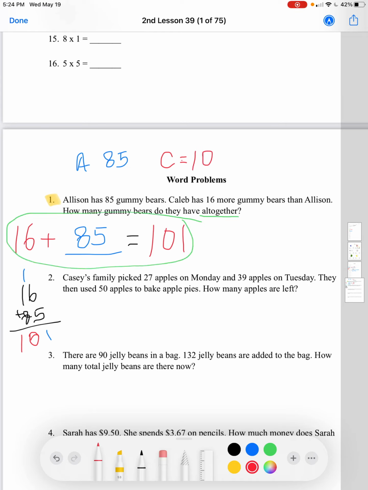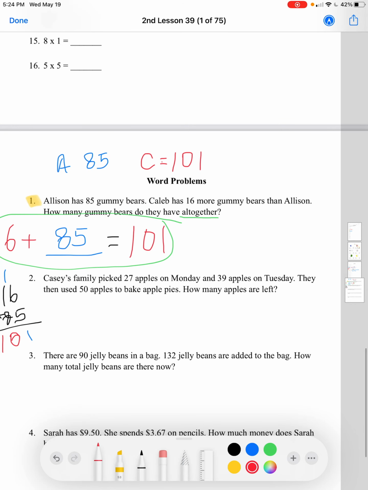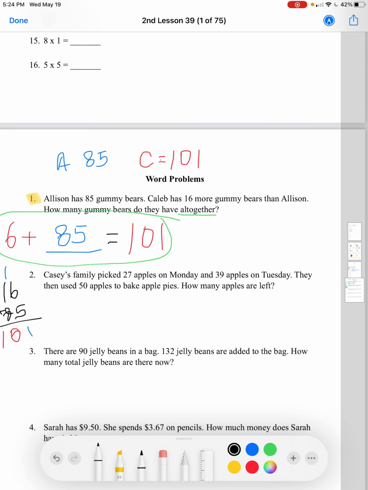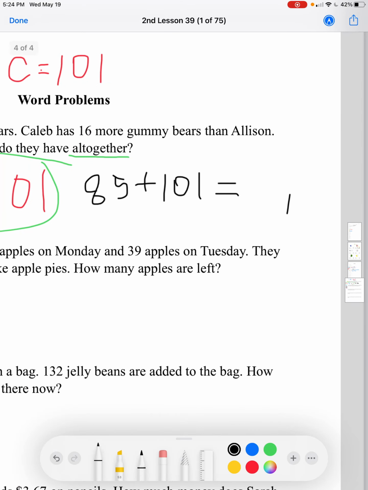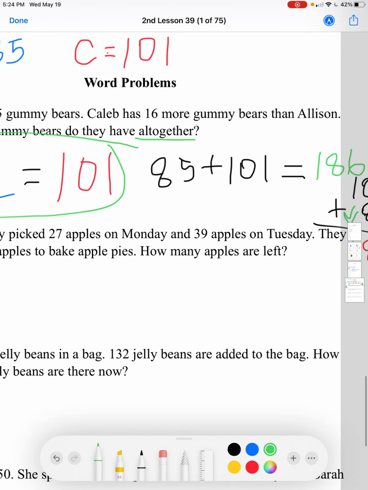And Caleb has 101. Now we want to find how much they have all together, so we're going to have to add Allison and Caleb. And that'd be 85 plus 101, which equals, let's do that right here. In the ones place, we have 1 plus 5 equals 6. 0 plus 8 is just 8. In the hundreds place, bring that down, 186. They have 186 gummy bears altogether.